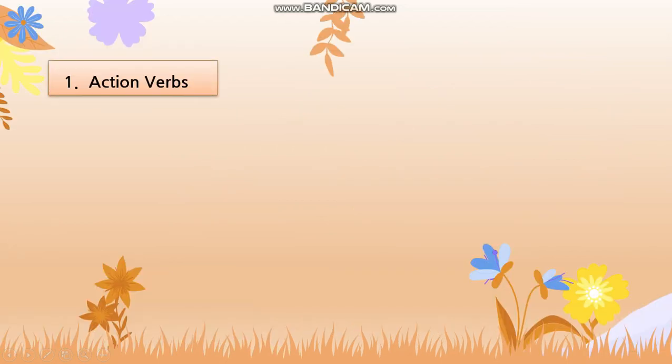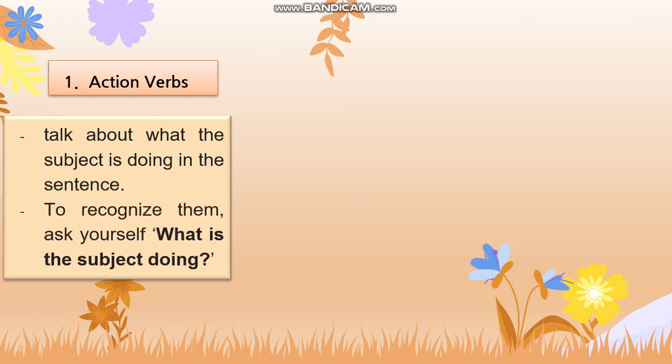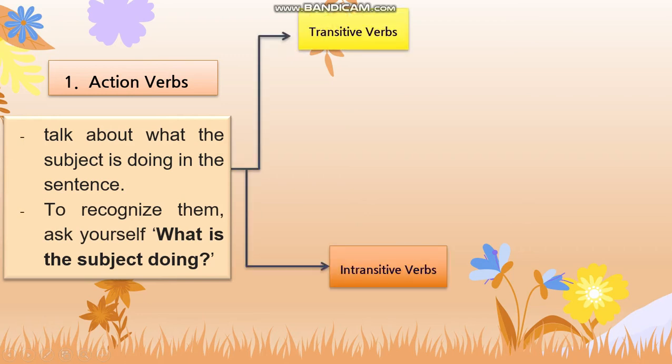So, what are action verbs? Action verbs are used to talk about what the subject is doing in the sentence. In order to recognize them, you can ask yourself the question, what is the subject doing? You will find the action verb in the sentence after you answer the question. As I already told you previously, there are 2 types of action verbs. The first one is transitive verbs, and the second one is intransitive verbs. So let's see the difference between the two.